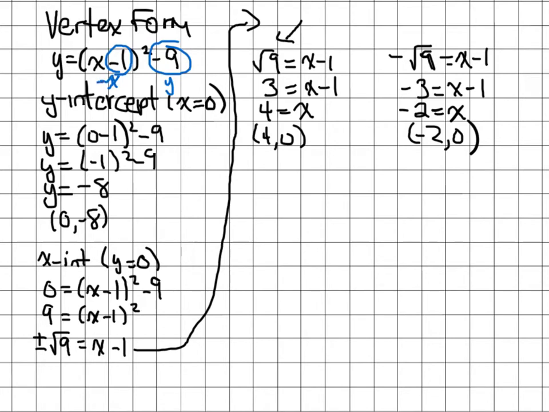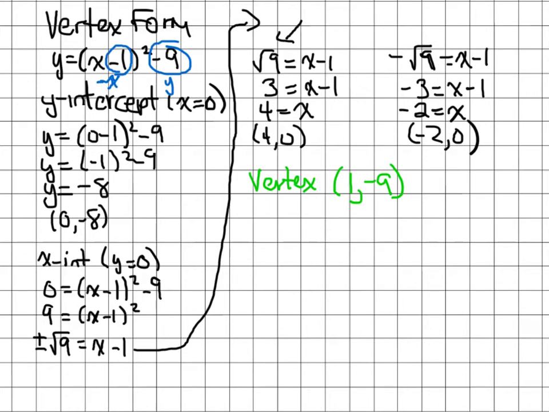So I'm actually going to do negative x-coordinate because you're going to end up changing the sign. So the vertex is 1, negative 9. And so what I've done is I've changed the sign on this and then kept the sign on this. So we have our y-intercept, which is at 0, negative 8, our two x-intercepts, which are at 4, 0, negative 2, 0. We have our vertex, which is at 1, negative 9.